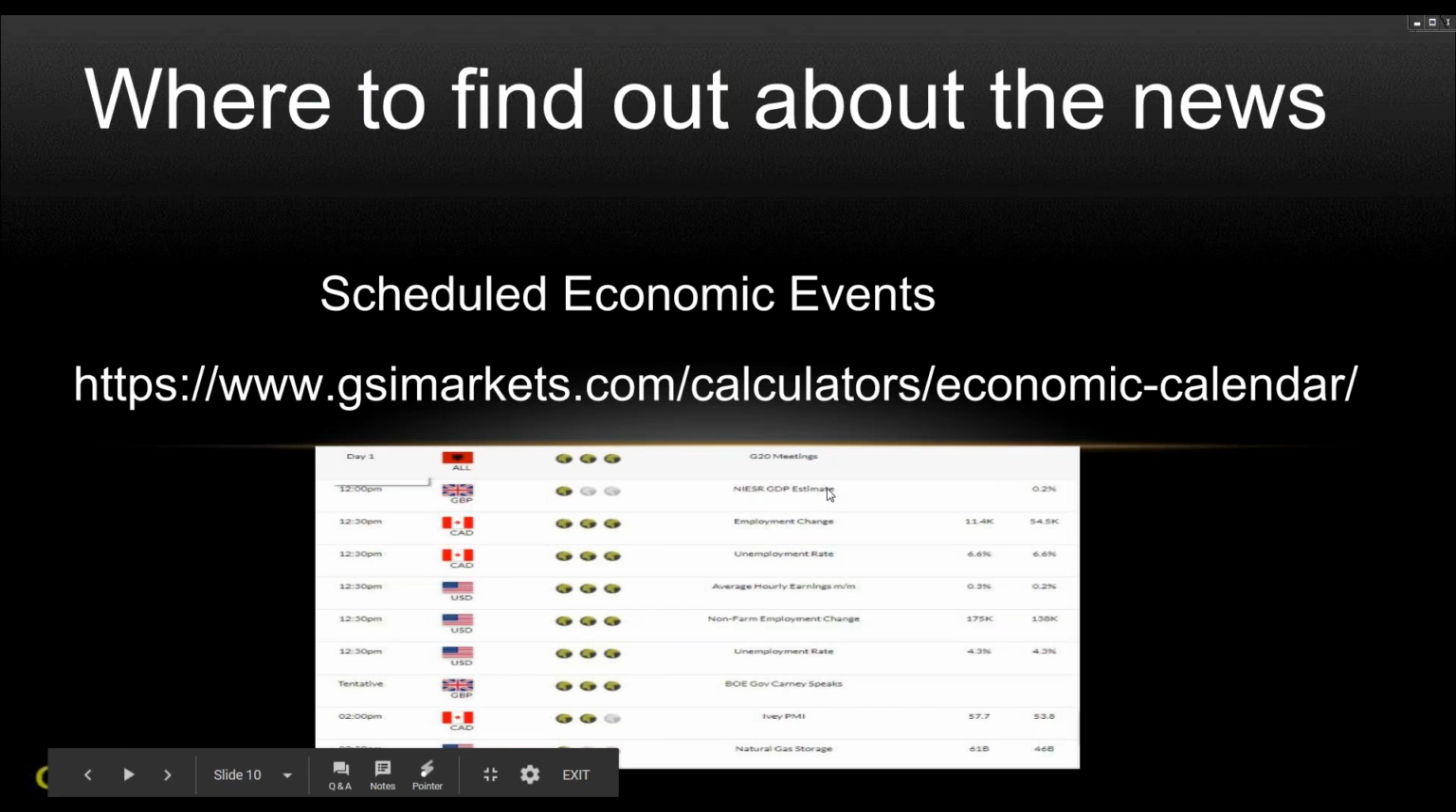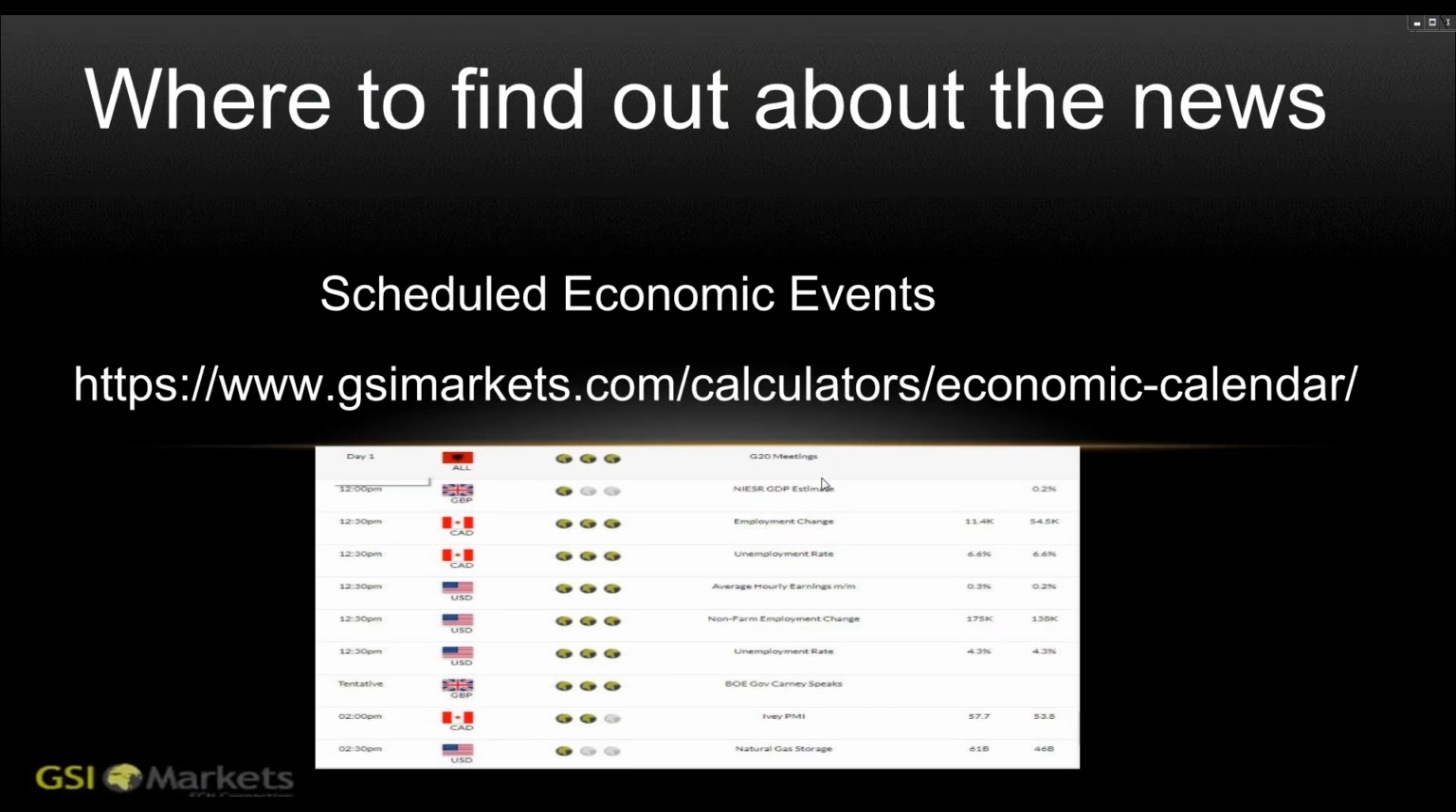Okay. So how can we find out about the news? Firstly, we can go to the GSI Markets website. Okay, we've got an economic calendar, and it shows you everything, just like I showed you in the picture earlier, okay? This is really important, just to have it up. Oh, there's an ambulance going past. So yeah, there's an economic calendar there for you on the GSI Markets website.